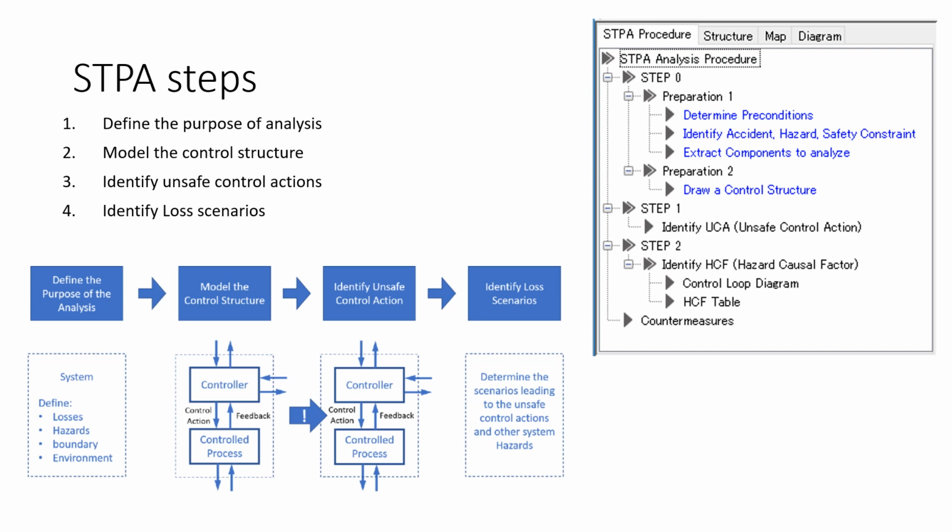And then we need to identify UCA, that is unsafe control actions. Based on the identification of unsafe control actions, we need to identify loss scenarios. The loss scenarios will be on a vehicle basis. So identify HCF, that is hazard causal factors, that means control loop diagram, HCF table, and countermeasures. Countermeasures are the outcome of this entire STPA procedure.